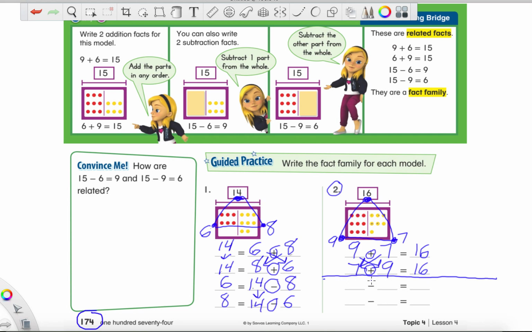So now that we did our addition, I'm going to give you some time to do the subtraction part. So remember, we have a minus sign. That means we are taking away. It changes how our number sentence is going to look. All right, so I'm just going to say that one more time. We are subtracting now. We have a minus sign. So go ahead and make 2 number sentences using these 3 numbers, 16, 9, and 7.